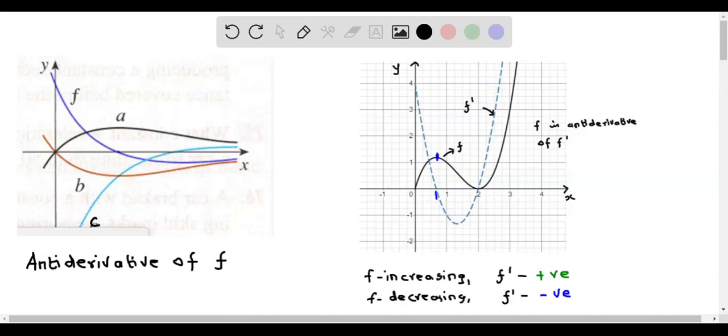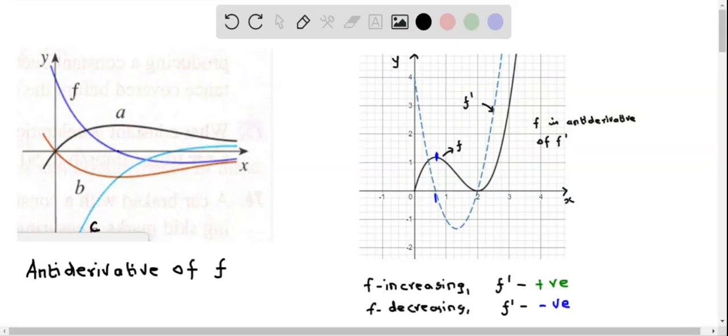We will now determine the antiderivative of f for this given graph. So we have been given the graph of f, and we are also seeing three more graphs, that is graph A, graph B, and graph C. And we have to choose one of them, which is the antiderivative of graph of f.